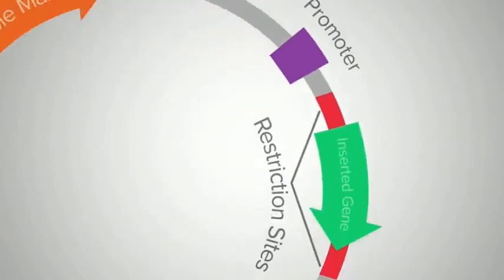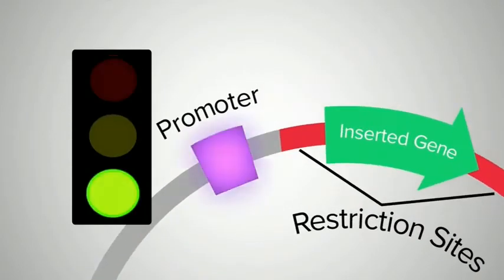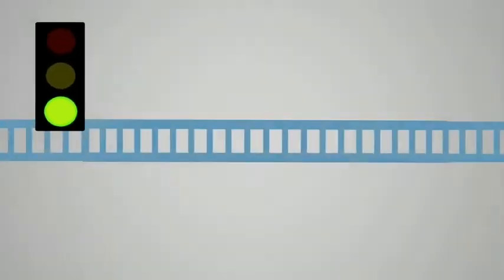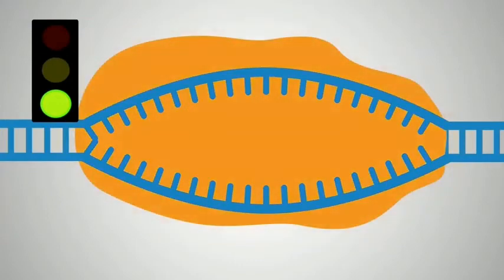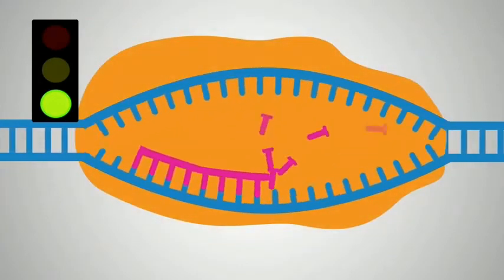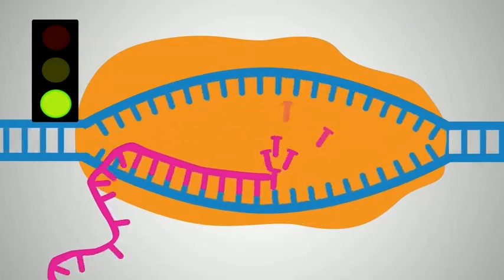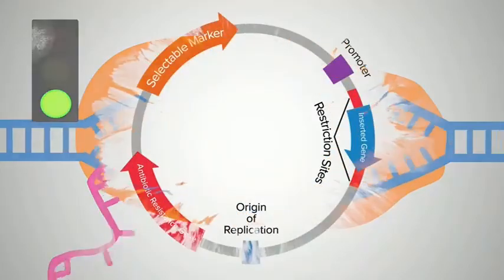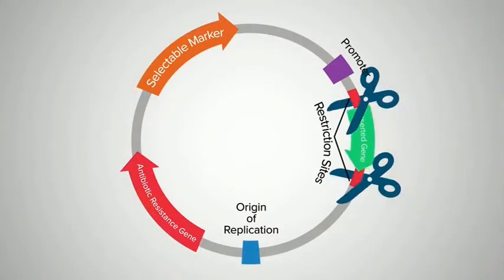How is the inserted gene expressed? A promoter site, which is upstream of the inserted gene on the plasmid, acts as a green light that allows gene transcription. RNA polymerase binds to the promoter, moving along the strand. As it moves along the strand, it creates a new strand of mRNA expressing the gene. The plasmid cloning process is very versatile, so there's a whole array of genes that scientists can introduce into the cell.